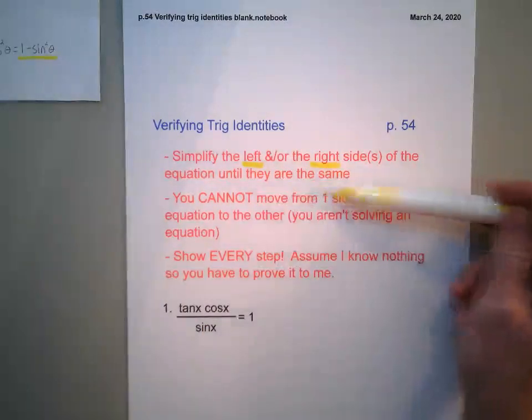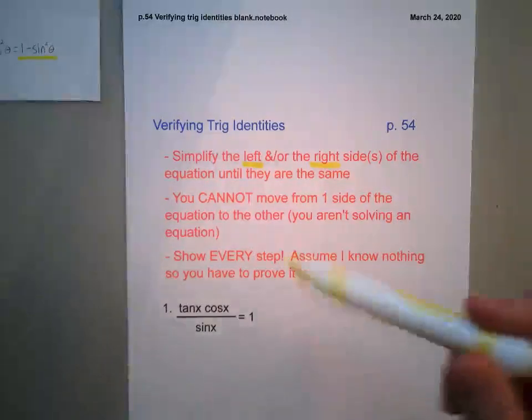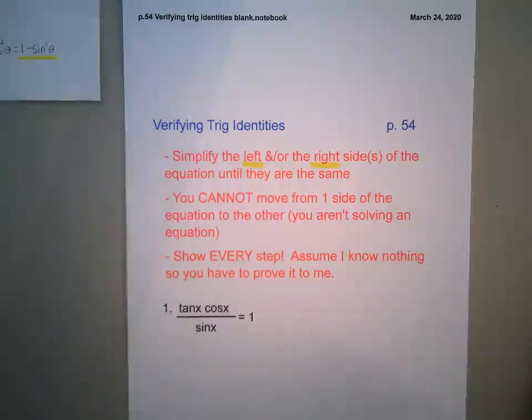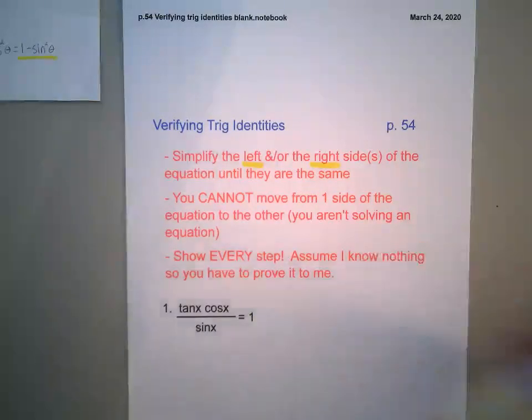We cannot move from one side to the other. In other words, if you're solving an equation, you can add 2 to both sides, but here we're not solving an equation. We are simplifying. In other words, we're staying on one side. The 1 on the right is not going to move. We're going to leave it exactly right there.